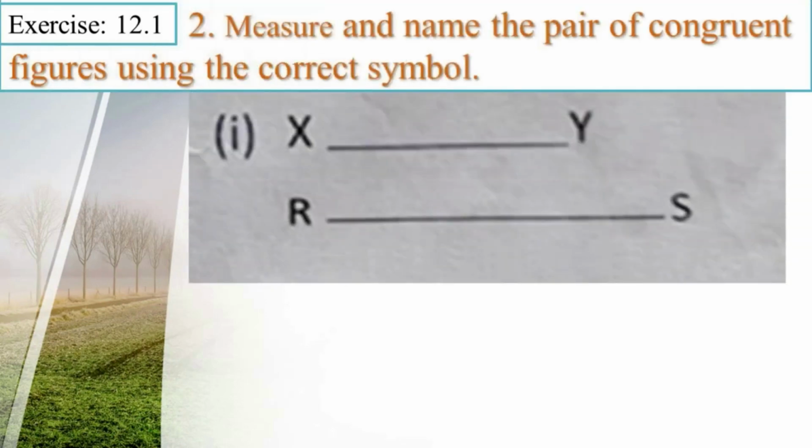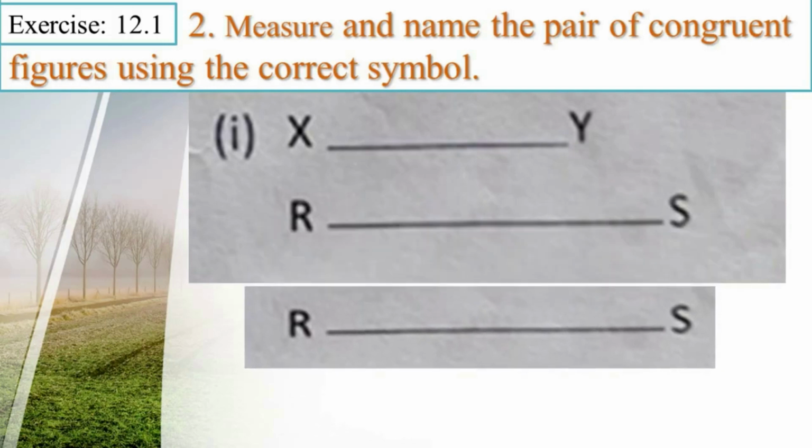Exercise 12.1, second sum. Measure and name the pair of concurrent figures using the correct symbol. Look at the first one. XY is one line segment, RS is the other line segment. How to compare? We have to measure the length of both line segments. If they are equal, then both line segments are concurrent. If they differ, both line segments are not concurrent.